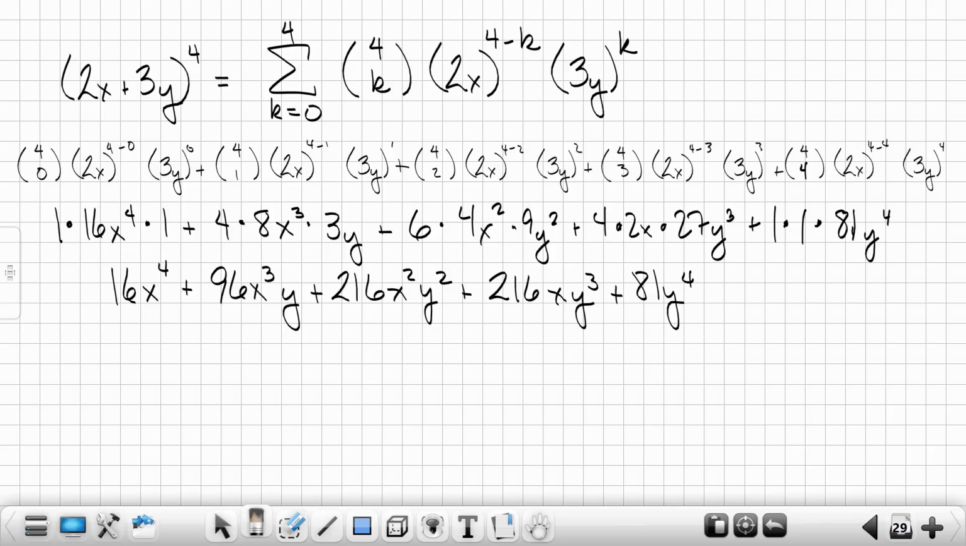Wait, so we have to use the formula to get that? Have to? No. You could do 2x plus 3y times 2x plus 3y times 2x plus 3y times 2x plus 3y. There's also a way to use Pascal's triangle. Can somebody walk up to the board and circle where Pascal's triangle was inside that formula? Isaac? I see the 4, 6, 4. That's part of it.